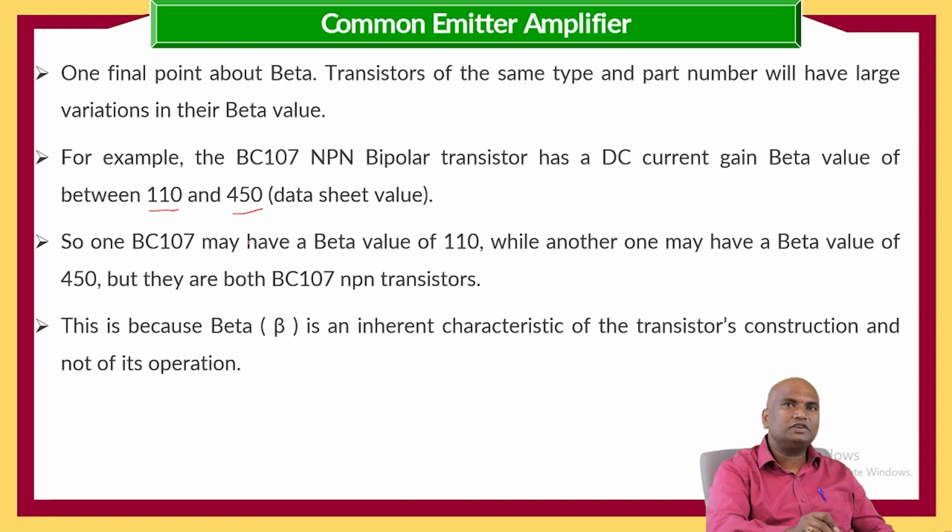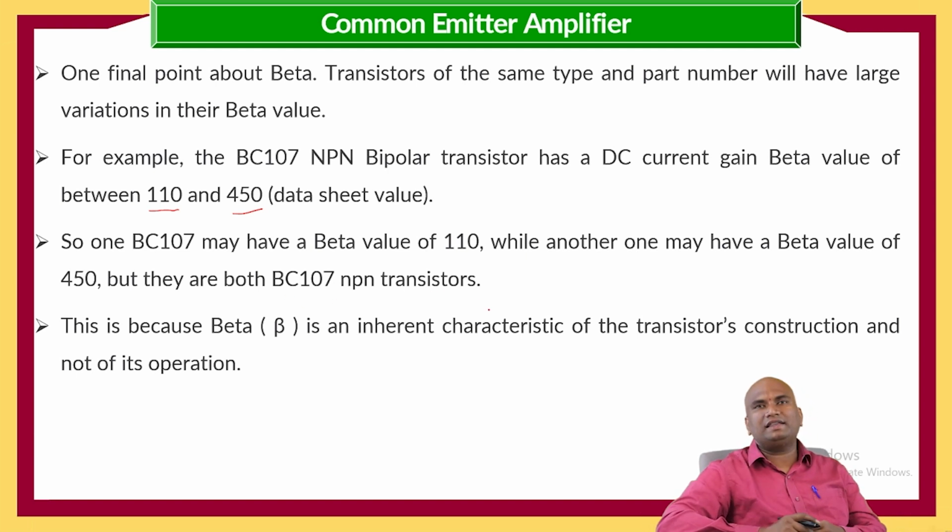So one BC107 may have a beta value of 110, while another one may have a beta value of 450, but they are both BC107 NPN transistors. So in the BC107 itself, we can get different beta values in the range between 110 and 450. Any transistor may have values within the range, but both are BC107 NPN transistors.